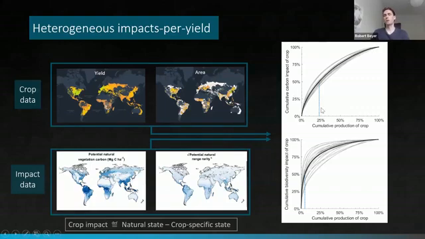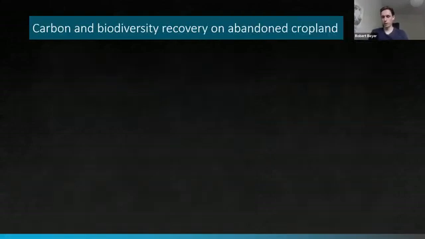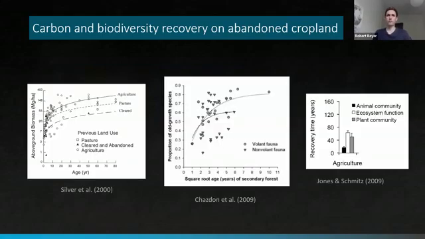And at the same time, what if we return these areas where we have a lot of impact but very little food production to nature, allowed these areas to regenerate and grow food elsewhere? And of course, that only works if abandoned cropland actually regenerates and recovers its original carbon stock and biodiversity. But what we know from empirical studies is that that's generally the case.